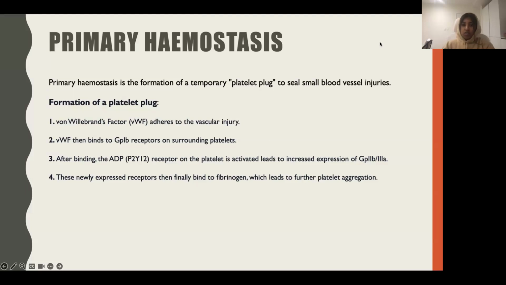So primary hemostasis is forming the platelet plug. And just remember that von Willebrand factor is essential in that. The other stuff, you don't really need to know in depth. This is not pre-clin, but if you want to be knowledgeable, learn it.